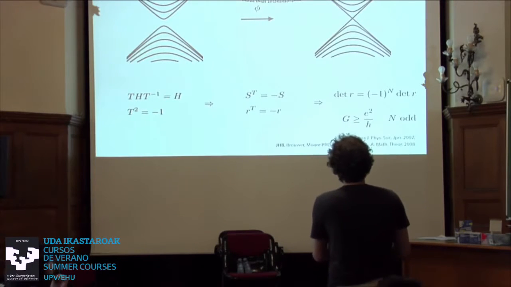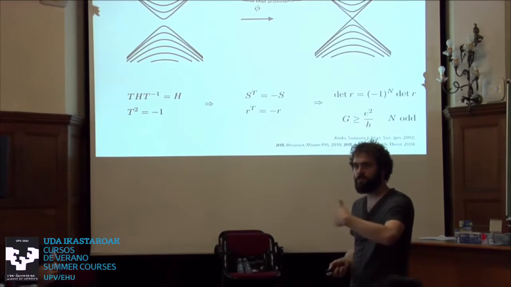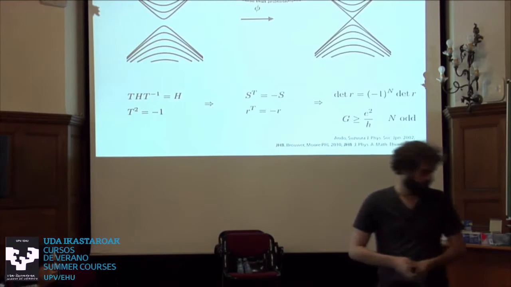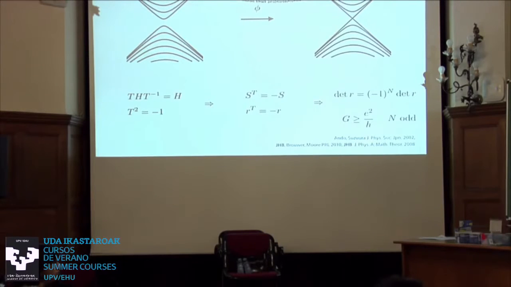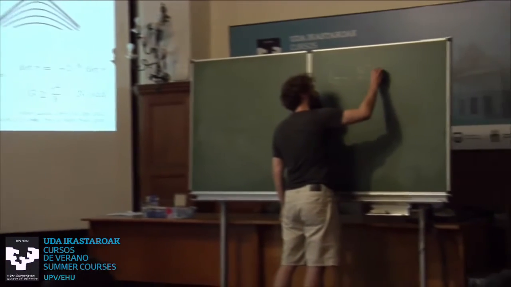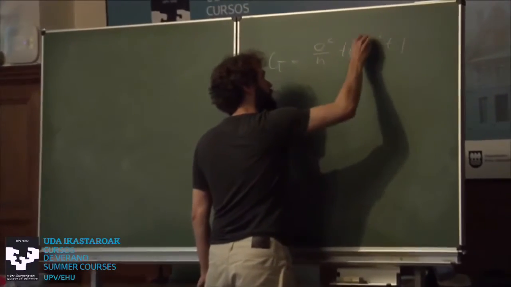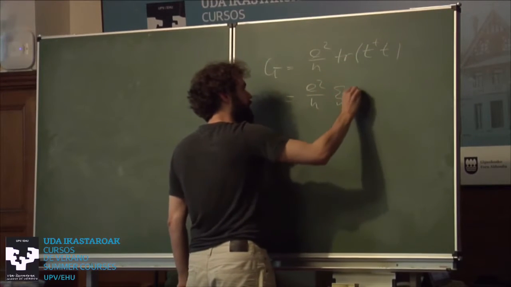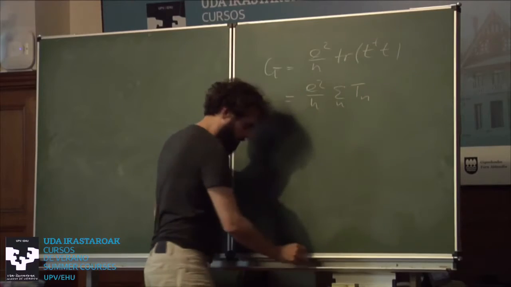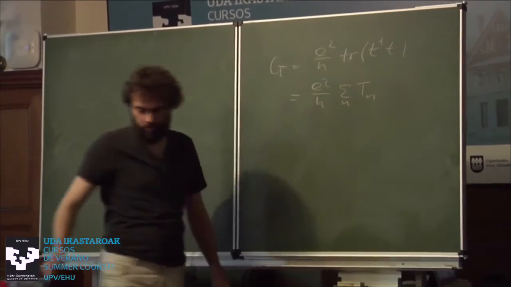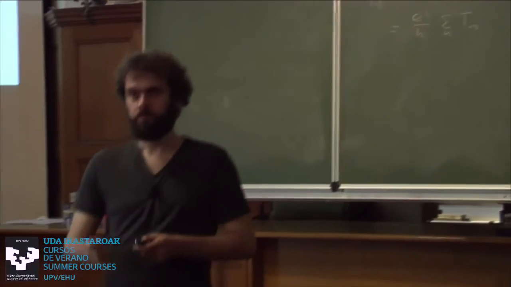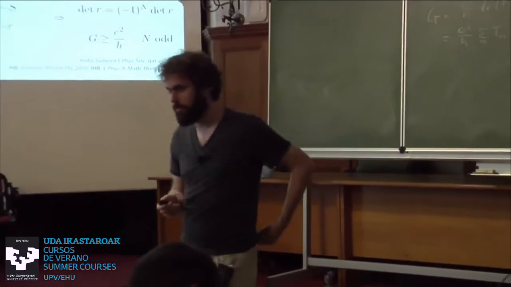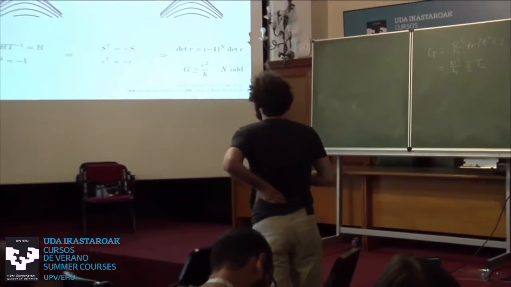That tells us that conductance in this case has to be at least e squared over h, because each transmission eigenvalue gives a conductance. If you remember the Landauer formula, it tells us that the conductance is e squared over h times the trace of T dagger T, which is equal to the sum of the eigenvalues of this matrix. And if one of them is 1, then this has to be larger or equal to 1. Okay?